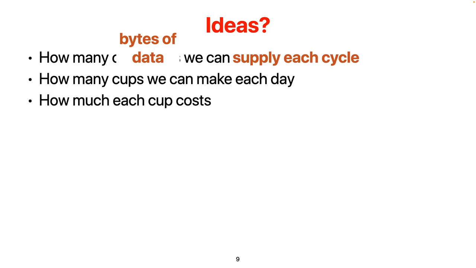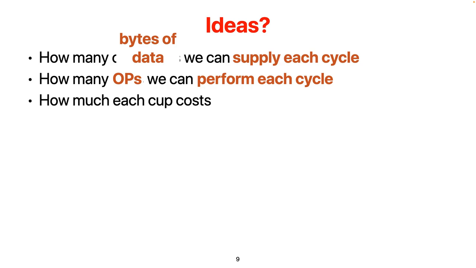How many customers, how many bytes of data? If you consider the data as the customer of your computer, that's an easy analogy. How many cups we can make each day is actually the service rate of your processor. So how many operations we can perform each cycle would determine the service rate. Even though I have tons of bytes from the memory and the peripherals, if I have a slow processor, it's going to be a bottleneck. Or if I have a very powerful processor, but my data supply rate sucks, then the performance is also capped by the data supply rate.